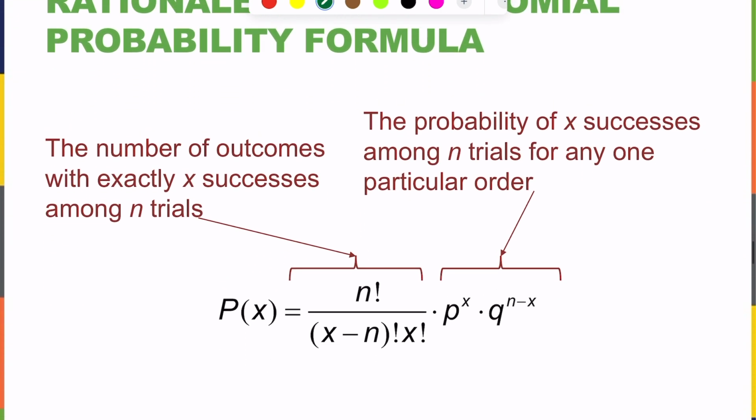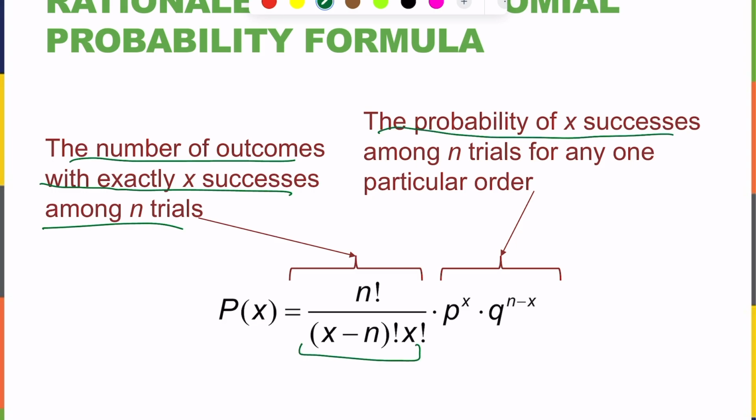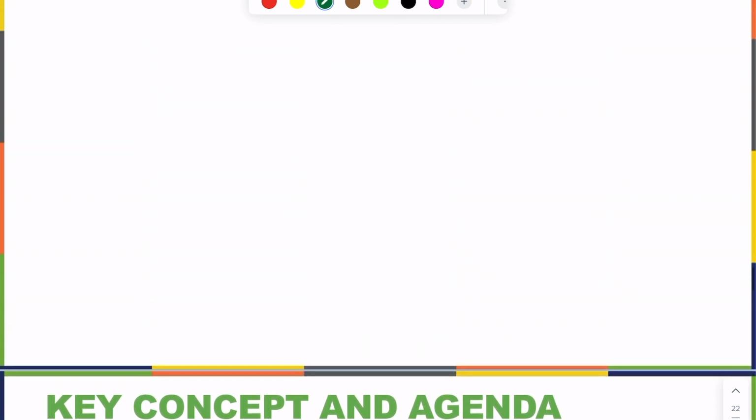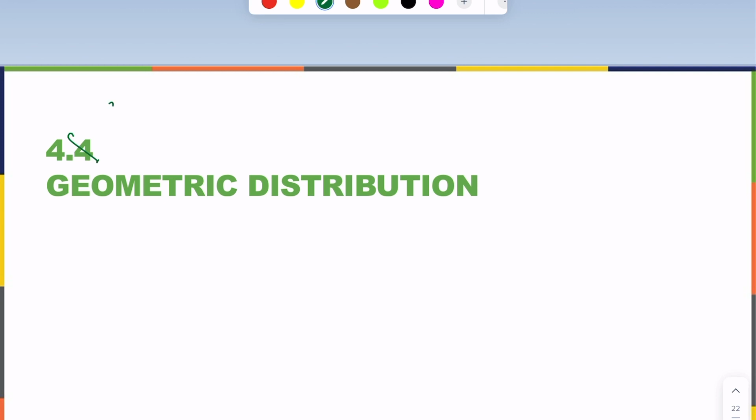Okay, and so here's the rationale, which we sort of already went over. The number of outcomes with exactly x successes among n trials, you get that many of them. And then this is the probability of x successes among n trials for any one particular outcome. So there's the x successes, there's the rest of them as failures. Great, so there's that example. All right, geometric distribution. Okay, we're not talking about geometric distribution. This is 4.6. Poisson distribution.